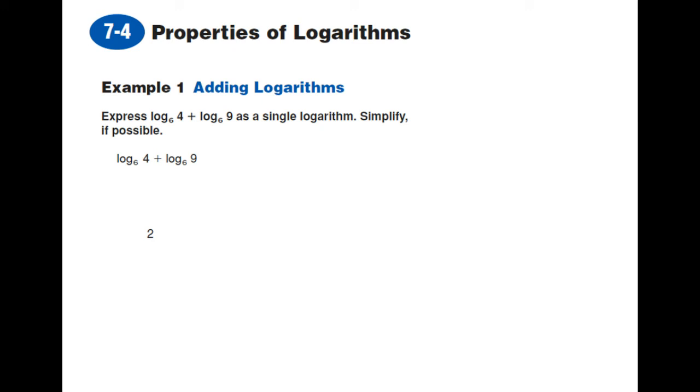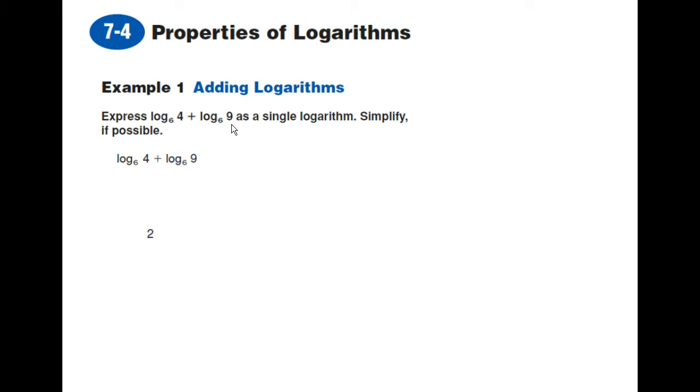Okay. The first one is expressing a log something plus another log something. In this example, our log something is log base 6. So the first thing I want to point out to you is that the base has to be the same. Okay, if you're choosing to master this one, you should be writing that down. The base has to be the same.